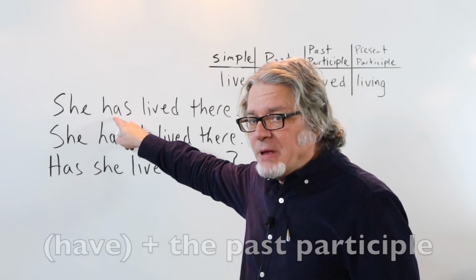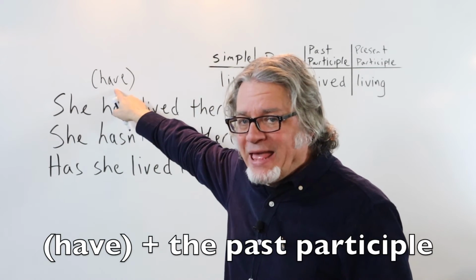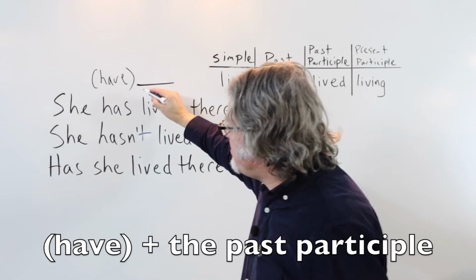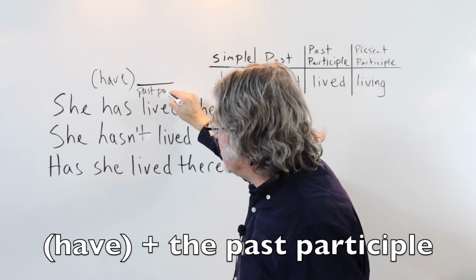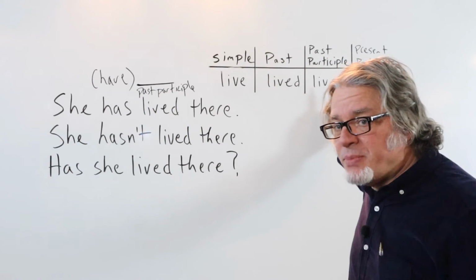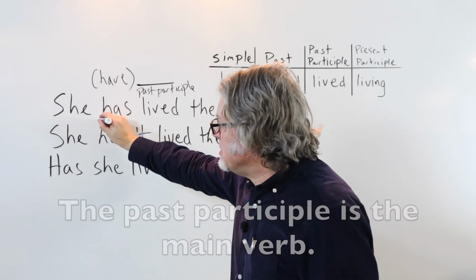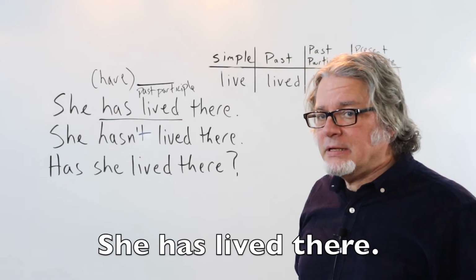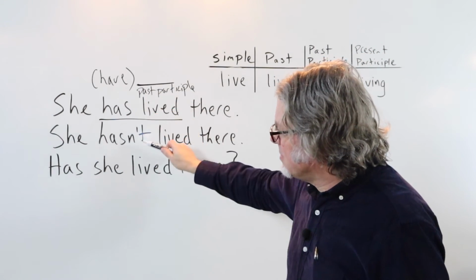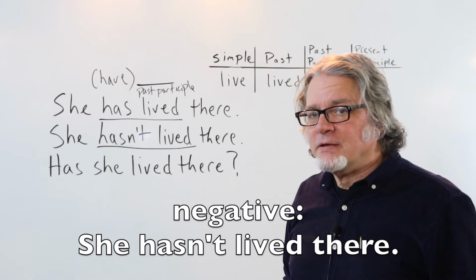Use the verb have. It'll be have or has. And then the main verb here is the past participle that's taken from here. Here's the past participle. The past participle is the main verb. She has lived there. For the negative, add not to has. This is a contraction. She hasn't lived there.